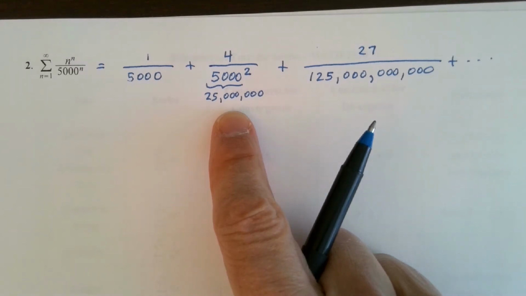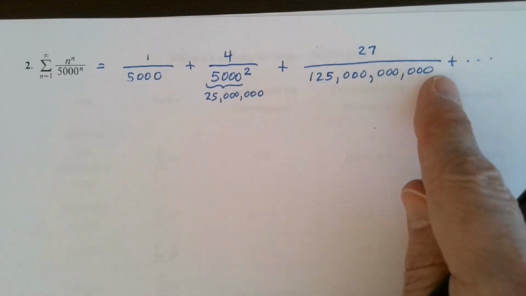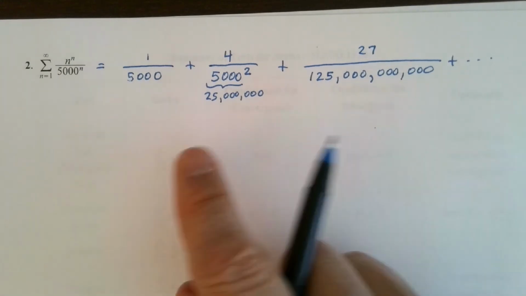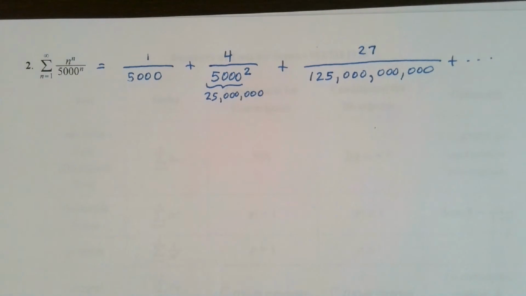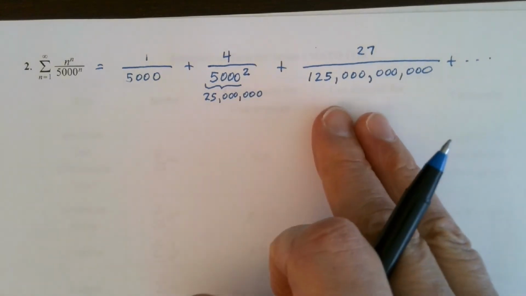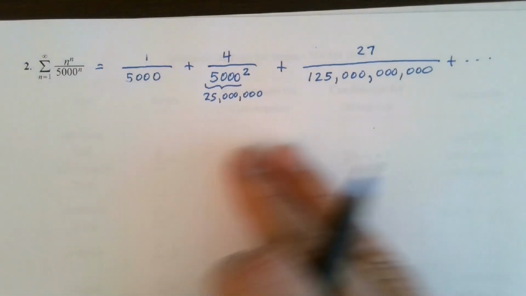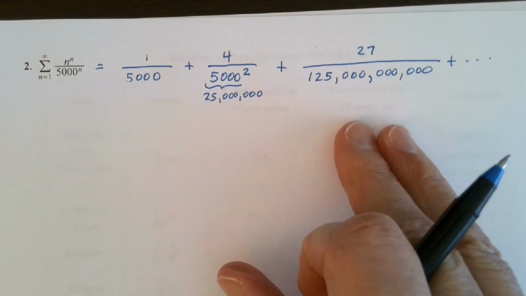pretty small. 27 divided by 125 billion, really small. And the next one, you can think about 4 to the fourth power. It's a pretty big number, but 5,000 now to the fourth power, I mean, you're talking hundreds of trillions. It seems like these terms are going rapidly to zero, and it would seem like they're vanishing away, and that this series would have to converge because these terms are getting smaller.